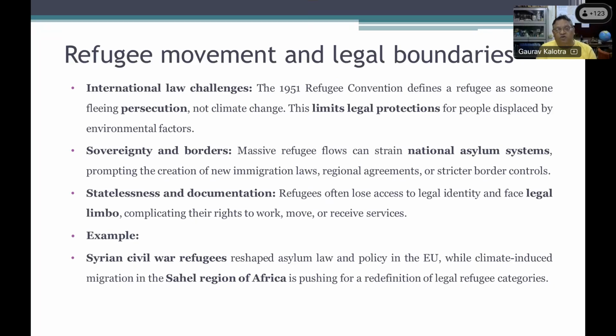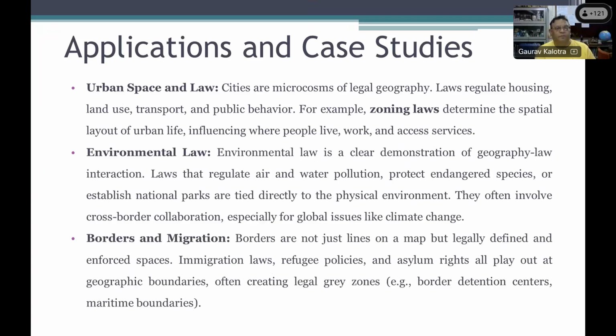Statelessness and documentation. Refugees often lose access to legal identity and face legal limbo, complicating their rights to work, move, or receive services. Now, for example, Syrian civil war refugees reshaped asylum law and policy in the EU, while climate-induced migration in the Sahel region of Africa is pushing for a redefinition of legal refugee categories.